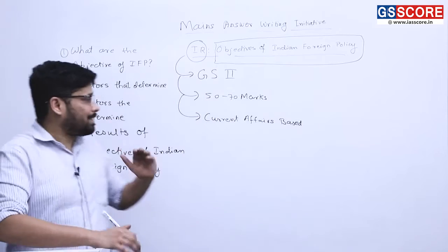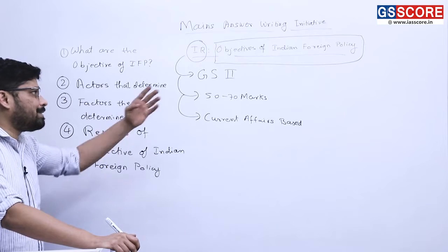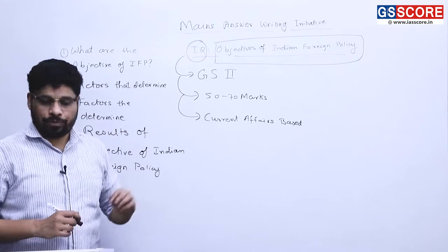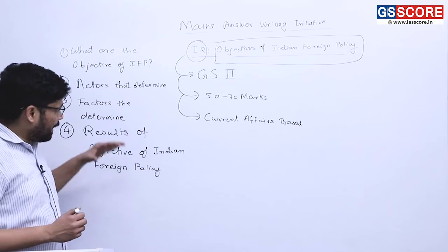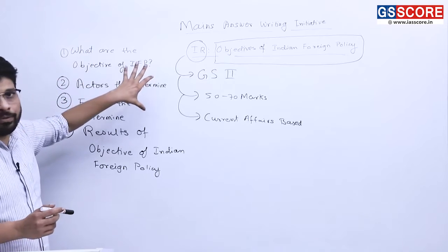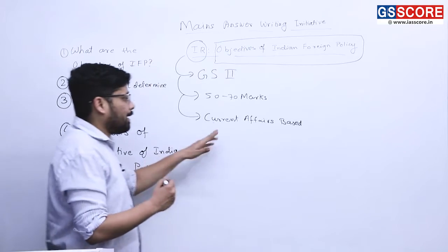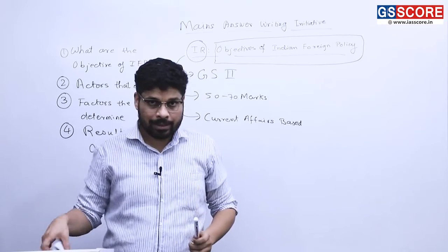So these are basically the four topics that come under this particular theme, that is India's foreign policy. The questions that appear from this theme are current based. Questions that appear from the whole of IR are current based.